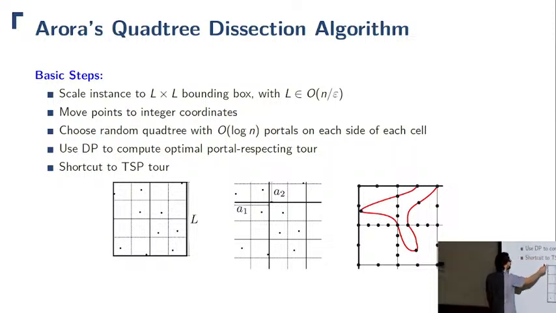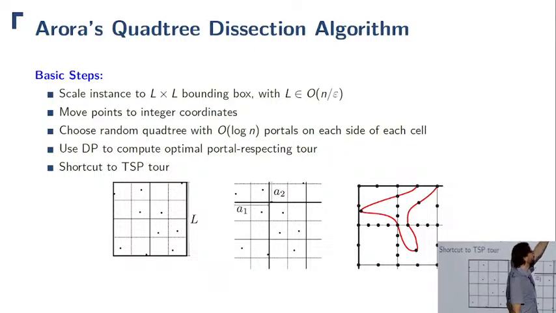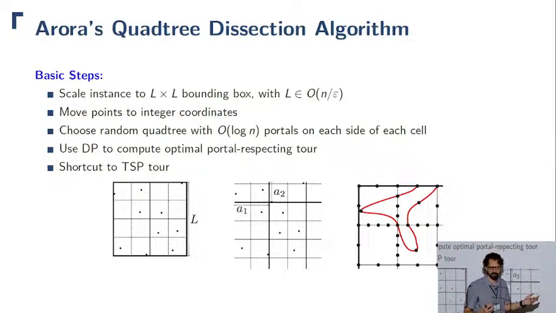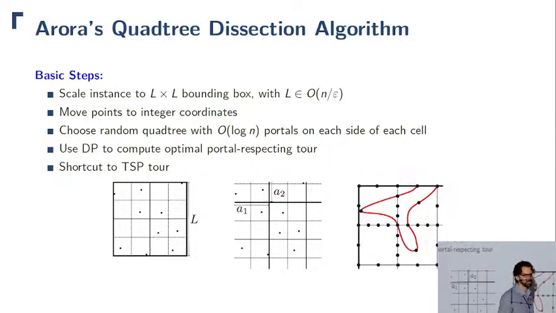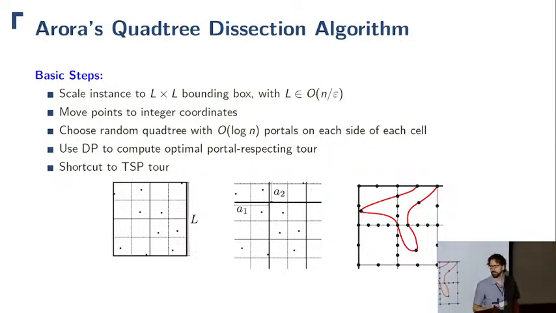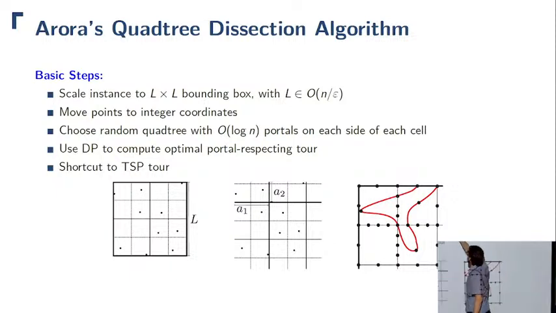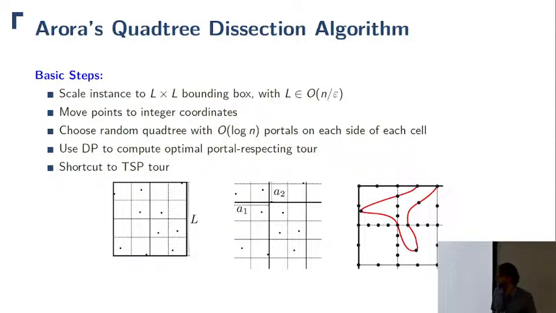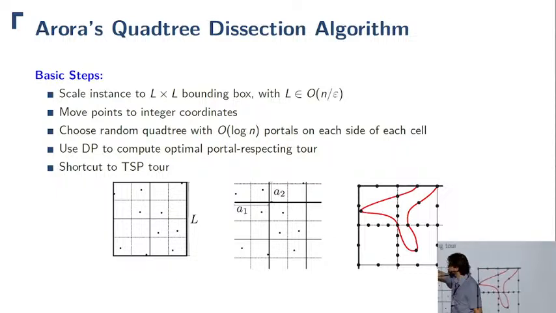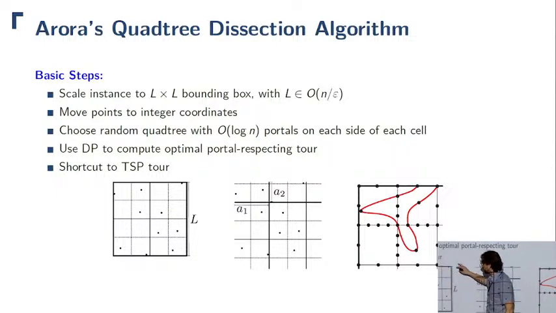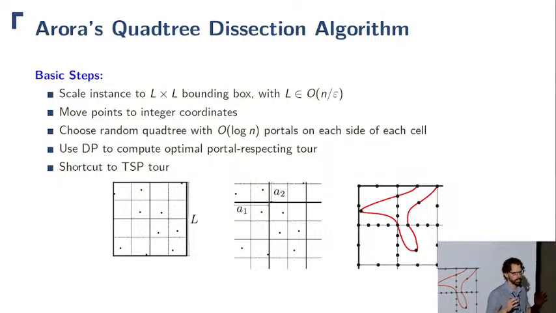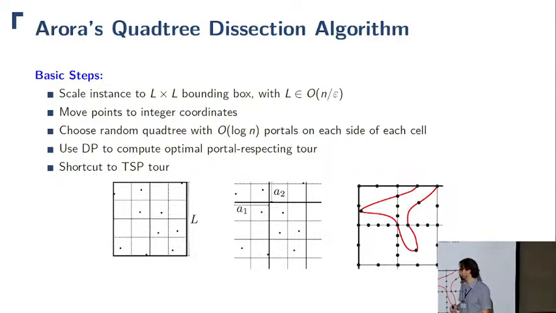We have a bounding box, an L by L bounding box that is small enough so that we can deal with things efficiently, but big enough so we don't lose too much error. Some O of n over epsilon is enough, such that we can now scale the whole instance to an L by L square, and then we can move those points to integer coordinates, and we don't lose too much by that, and we are in good shape.